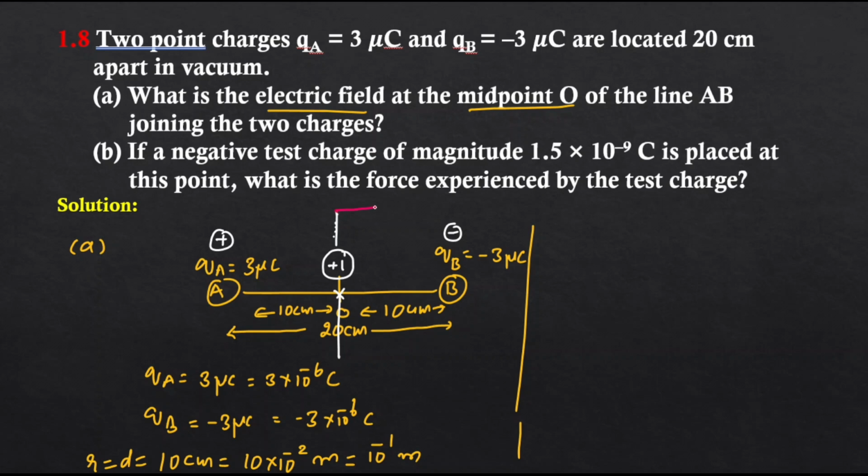So the direction is in this direction, that is I am taking EA, I am writing EA. So what is the EA here? Electric field formula we know, everyone, KQ by distance square, R square.